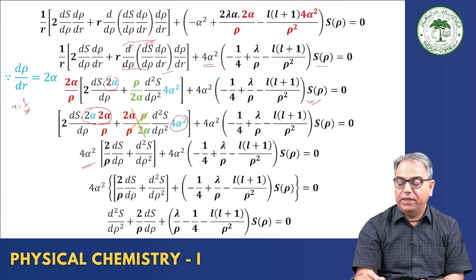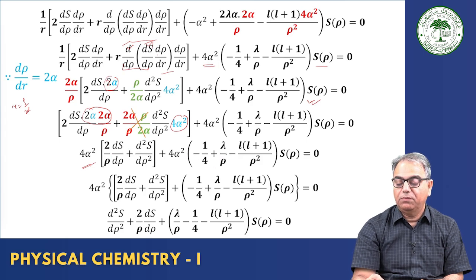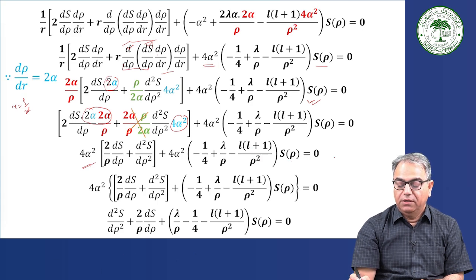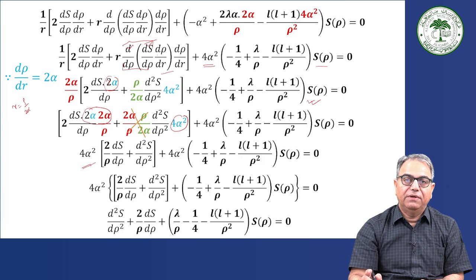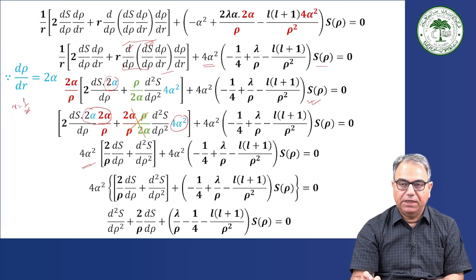plus 4 alpha square, and this part remains same, minus 1 by 4 plus lambda divided by rho minus L into L plus 1 divided by rho square into S rho is equal to 0. Okay. So, remember that we have changed the variables and we have changed the representation of the function also. From capital R, now it is capital S, which is dependent on rho.